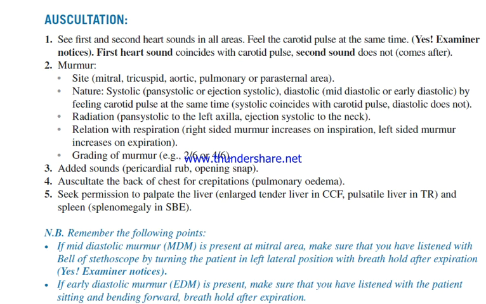Relation with respiration: right-sided murmur increases on inspiration, left-sided murmur increases on expiration. Grading of murmur, for example 2/6 or 4/6. Added sounds, if there is any: pericardial rub, opening snap. Auscultate the back of the chest for crepitations, that is pulmonary edema. Seek permission to palpate the liver: enlarged tender liver in CCF, pulsatile liver in tricuspid regurgitation, and spleen, splenomegaly in subacute bacterial endocarditis.